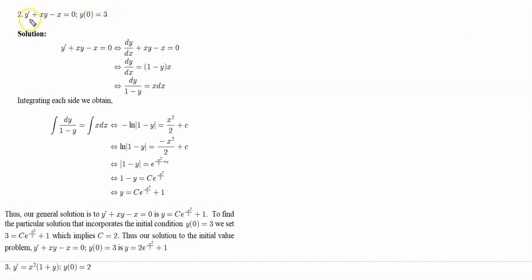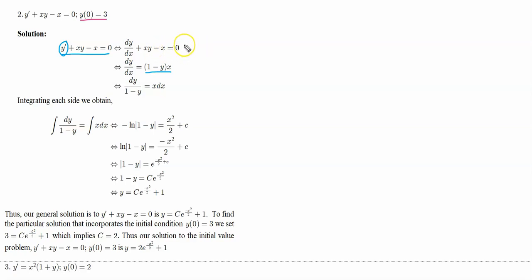Now here we have a differential equation, y prime plus xy minus x equals 0, and then we have this initial condition. So what we want to do is try to use separation of variables on this. So here we start with our differential equation. Let's write y prime as dy/dx so we can separate the dy and the dx's. Now let's take the xy minus x over to the right hand side, and we get this right here, with the x factored out, right?